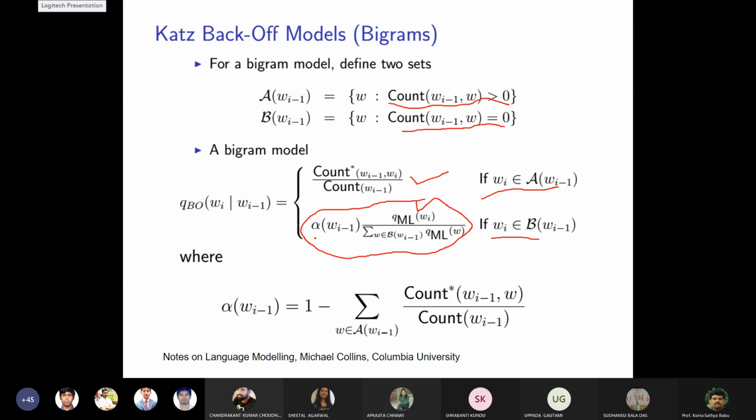Whereas alpha of wi minus 1 is given by this formula: 1 minus the summation over w belonging to A of wi minus 1 of the count of the bigram wi minus 1, w divided by the count of the unigram wi minus 1.